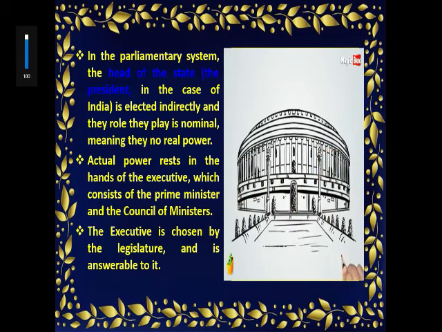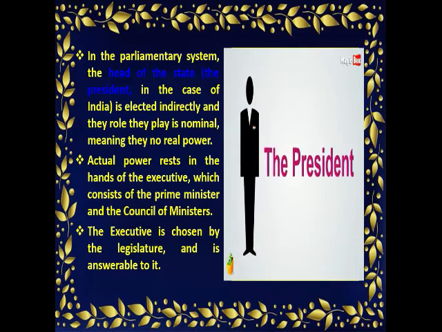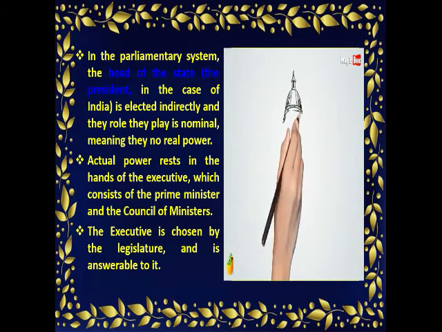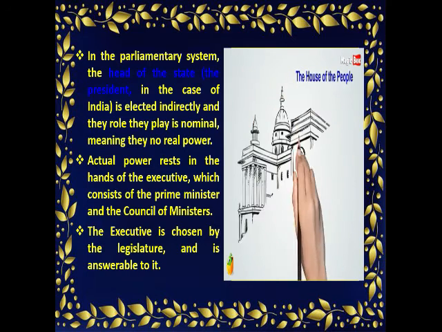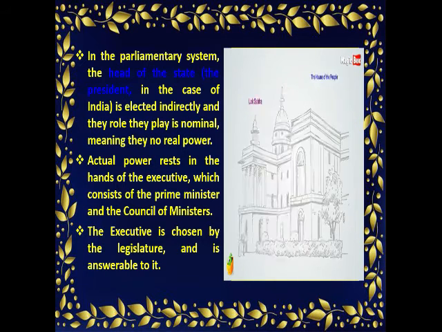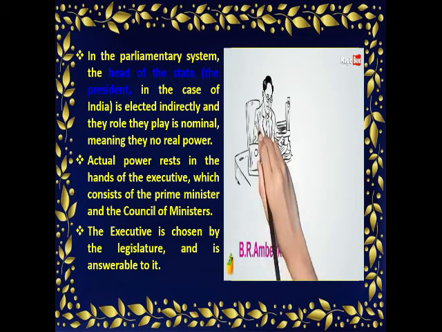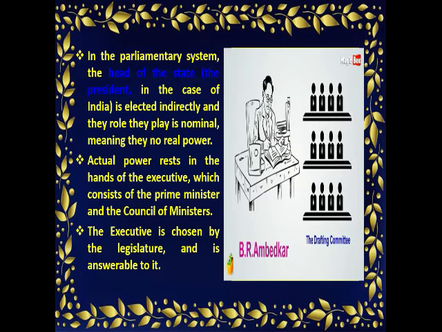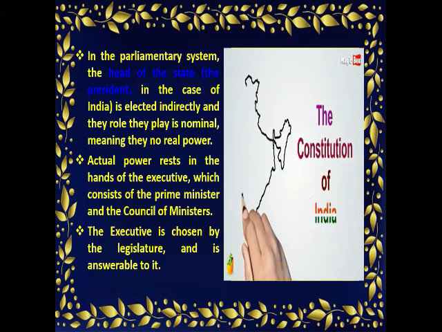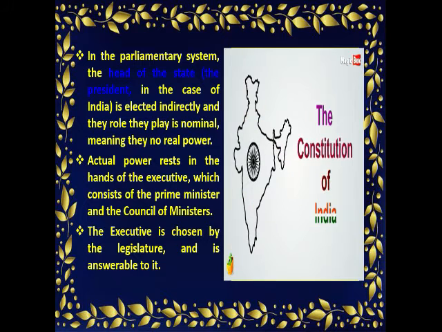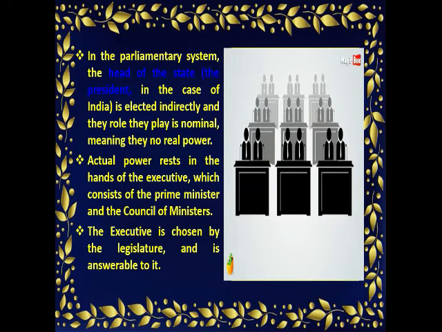Legislative body of the country. Parliament of India consists of the President and the two houses, known as the Council of State, Rajya Sabha, and the House of the People, Lok Sabha. The drafting committee under B.R. Ambedkar recommended the parliamentary type of government. On 26 January 1950, the Constitution of India came into force, and this Constituent Assembly became the provisional parliament of India.